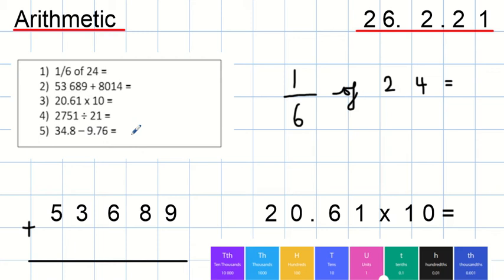1/6 of 24. Now we know that to find 1/6 I will need to divide by 6. So 24 divided by 6 is 4. Okay, so well done to everybody that's remembered that. Let's have a look at question number 2.